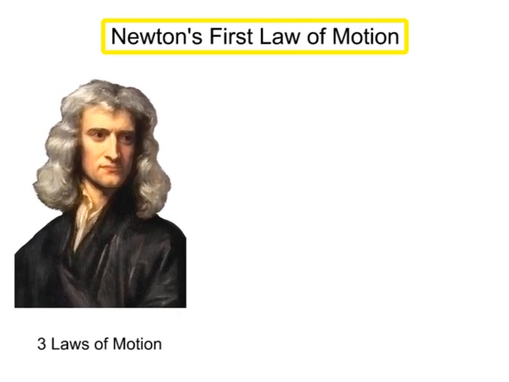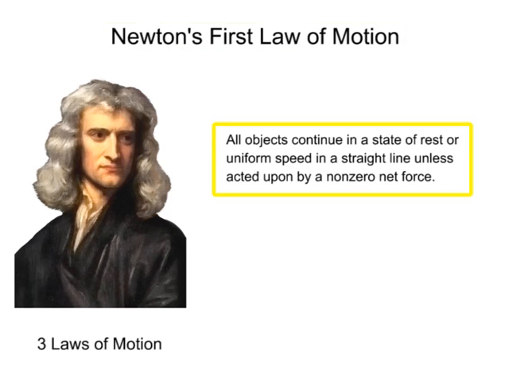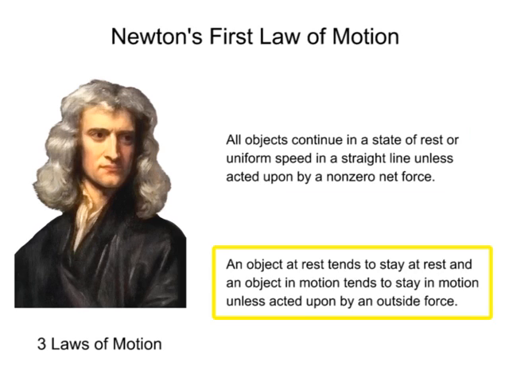Newton's first law of motion states that all objects continue in a state of rest or uniform speed in a straight line unless acted upon by a non-zero net force. In other words, an object at rest tends to stay at rest, and an object in motion tends to stay in motion, unless acted upon by an outside force.